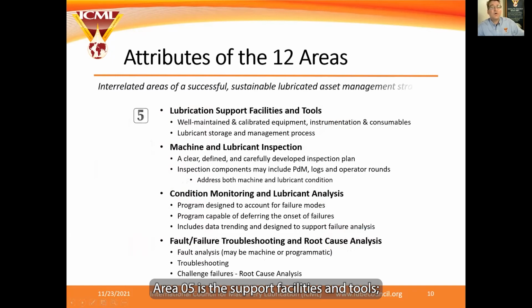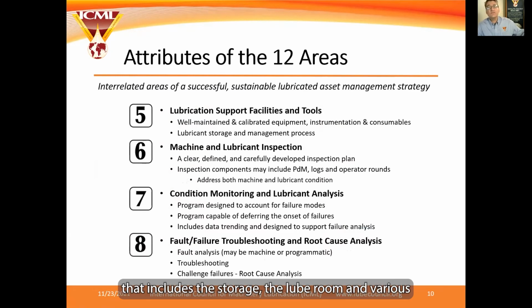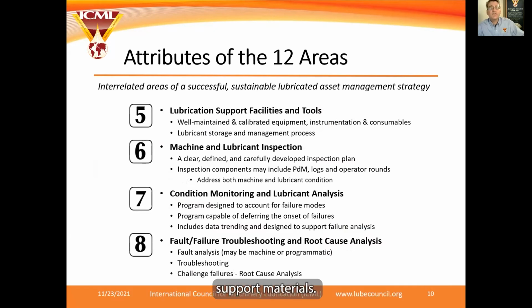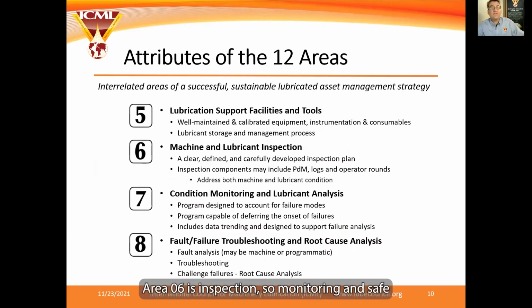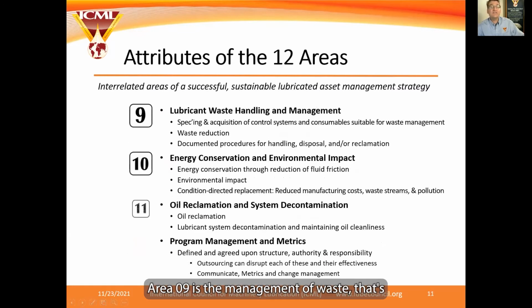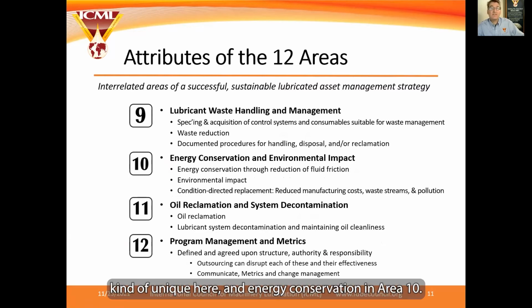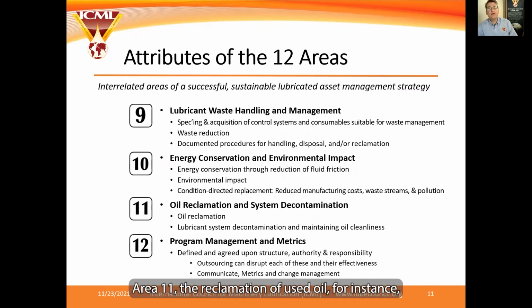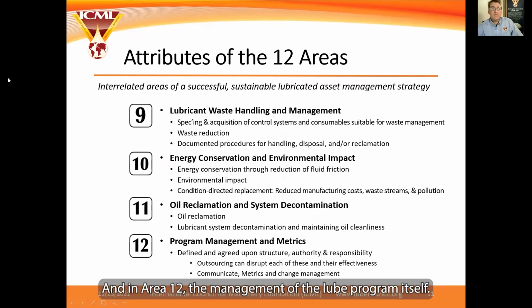Area 5 is the support facilities and tools. That includes the storage, the lube room, and various support materials. Area 6 is inspection, so monitoring and safe access around the machinery. Area 7, lubricant analysis, and Area 8, troubleshooting and root cause analysis, kind of self-explanatory there. Area 9 is the management of waste. That's kind of unique here, and energy conservation in Area 10. Area 11, the reclamation of used oil, for instance, and rags and end of life cycle stuff in here. And then Area 12, the management of the lube program itself.